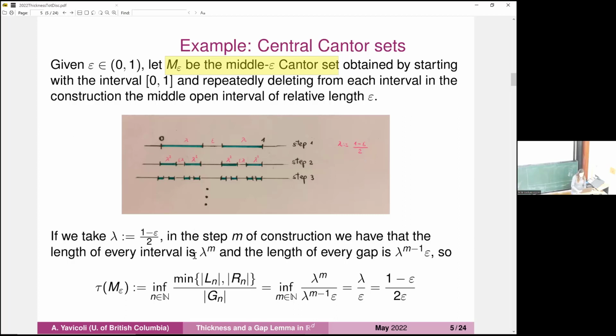So in the step m, the intervals have length lambda to the m, and the new gaps have length lambda to the m-1 times epsilon, right? So the thickness that was defined in this way is the infimum over all these quotients, which is exactly (1 minus epsilon) over 2 epsilon. This is of the order 1 over epsilon. This is going to appear at the end of the talk.